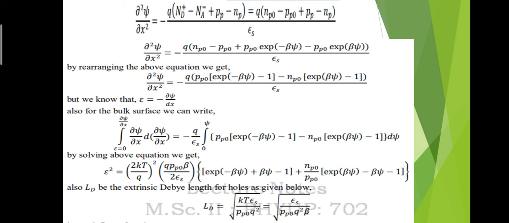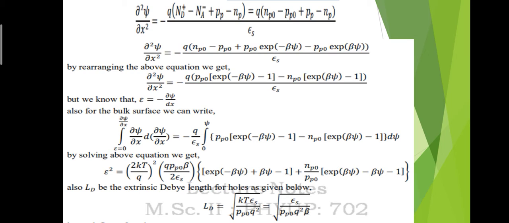Now after solving this term we get the value of epsilon square, because ∂psi/∂x into ∂psi/∂x is nothing but the ∂²psi/∂x², which is nothing but the epsilon square. So epsilon square is equal to (2kT/q) whole bracket square into q pp0 beta divided by 2 epsilon s, in bracket exponential of minus beta psi plus beta psi minus 1, plus np0 divided by pp0 into in bracket exponential beta psi minus beta psi minus 1. So this is the required equation after integrating the above equation.